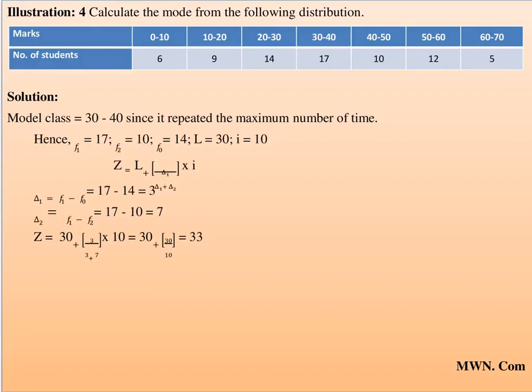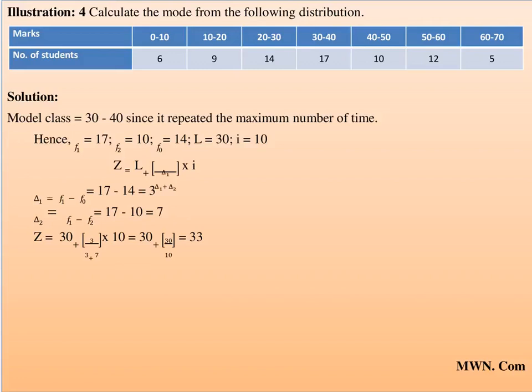Corresponding to that, F0 means before that, that is 14, and F2 means after that, that means 10. Then apply this in the formula. Then you will get the mode as 33. So delta should not be considered: F1 minus F0 by 2 F1 minus F0 minus F2. In that way, you can apply and find out 33 is the mode.